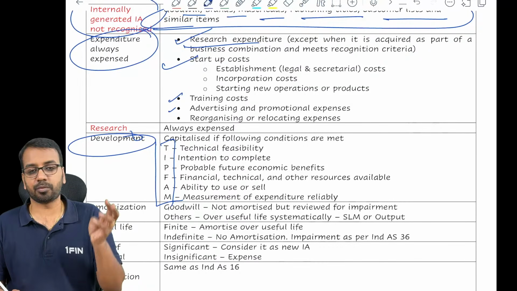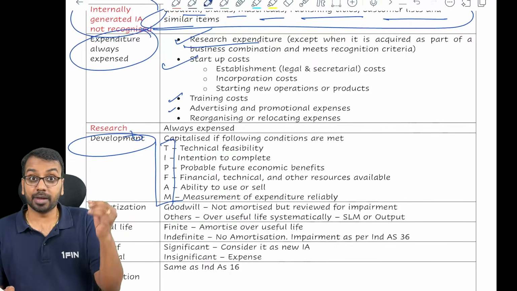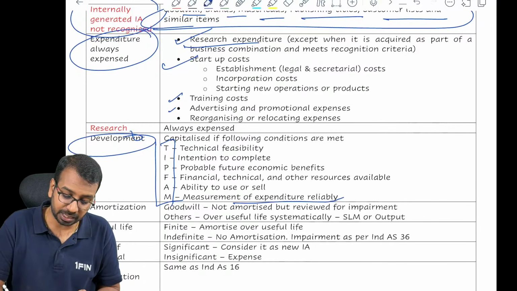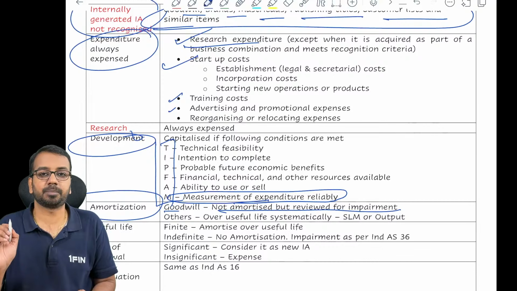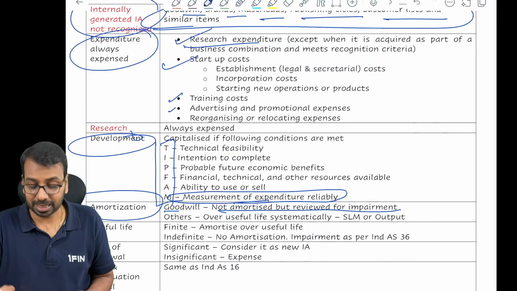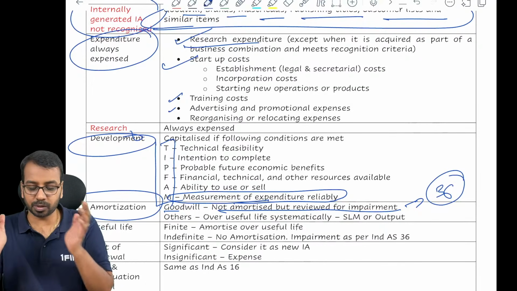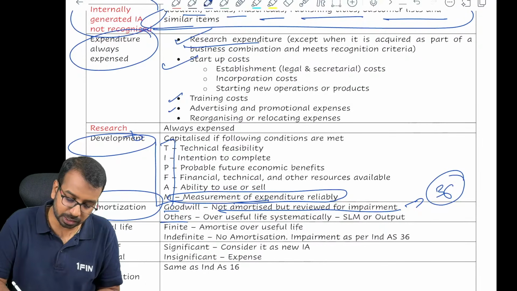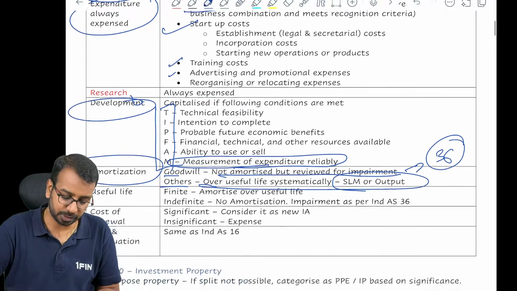Technical feasibility, you want to complete, future economic benefit will come, you have the resources to complete, you have the ability to use or sell, and measurement is possible reliably. Amortization: goodwill is not amortized. Goodwill is never amortized. Rather, it is tested for impairment as per Ind AS 36 and Ind AS 103 combined reading. Others, over a useful life, either using SLM basis or output basis.